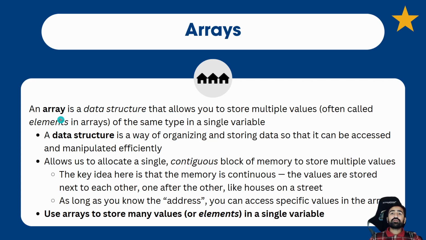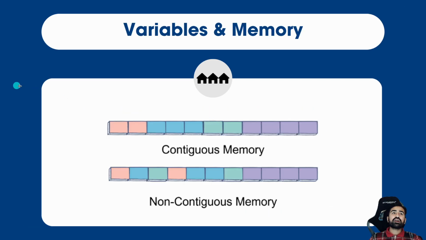Why are arrays special? How do they organize data in a special way? Well, because you can store multiple values. And it turns out that they're able to do this because they store the values in a single contiguous block of memory. So this is how arrays would store things.